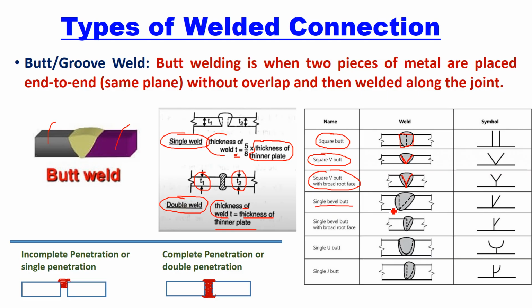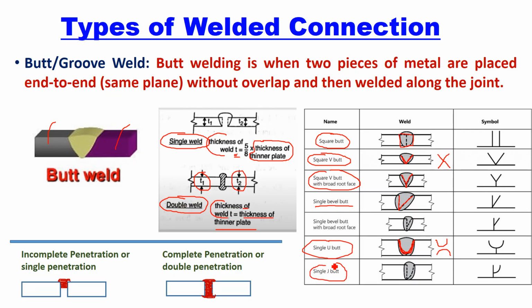The single bevel butt: one edge is straight and one edge is inclined. This is called single bevel butt. Then single U butt. You can see this figure, this is a U shape welding connection, butt weld. That's why it is called single U butt. There is a double U also. If you use it like this, this is called double U, right? Then V also you can use as double V. This is single V, and double V means welding is done like this. This is double V connection, right?